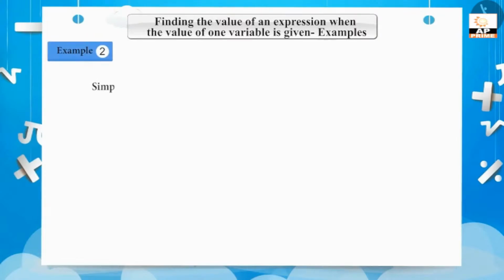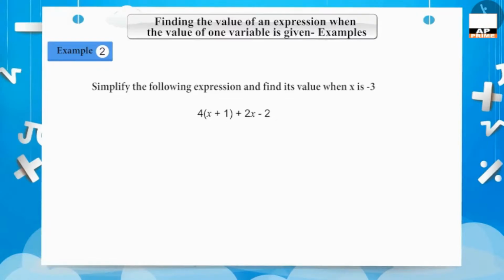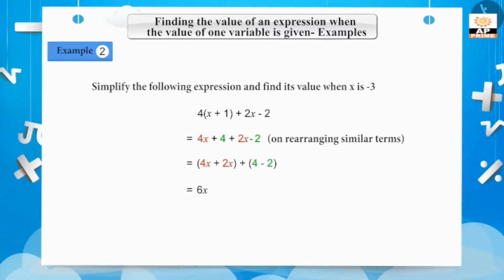Example 2. Simplify the following expression and find its value when the value of x is minus 3. 4(x plus 1) plus 2x minus 2. By simplifying this expression, we get 4x plus 4 plus 2x minus 2. By rearranging similar terms, we get 4x plus 2x plus 4 minus 2. By solving similar terms, we get 6x plus 2.